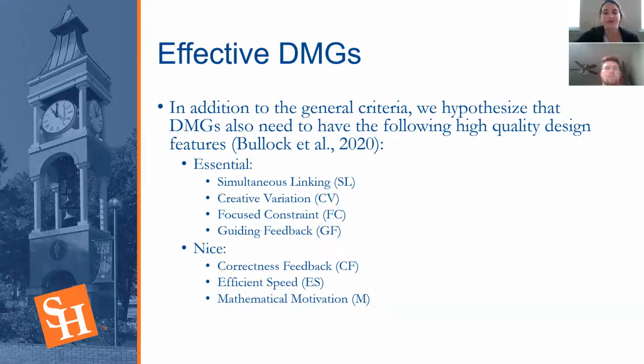So then we also have the efficient speed, types of design features that are representations that help the user more quickly interact with the digital math game, like if there's a time limit, or if they don't answer correctly, there's a decrease in the game score. And then finally, we have mathematical motivation, which are types of design features that are representations that encourage persistence during gameplay.